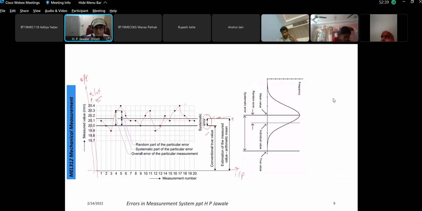And then random error is nothing but the difference between the mean value and the individual measurement that has been carried out. Now, if I look at it in relation to the frequency of measurement, suppose I have carried out the measurement 20 times, then the spread of data can be shown by means of the bell-shaped curve, where the mean of this line corresponds to the mean of the measurement here.